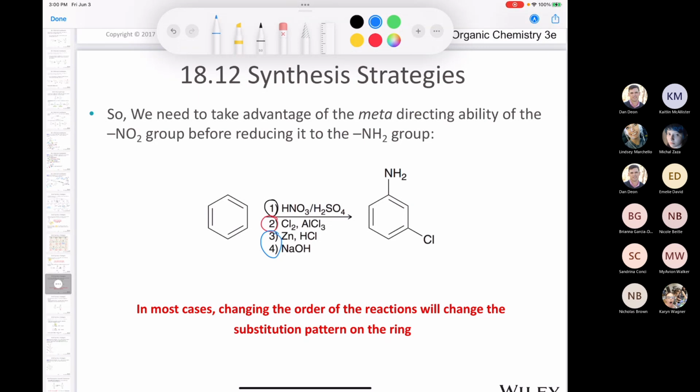Give me a thumbs up if you follow me on the rationale for just this one synthesis. If you have a question, don't hesitate to stop me. If you're just wondering why they did it in that order, why would you do it that way?